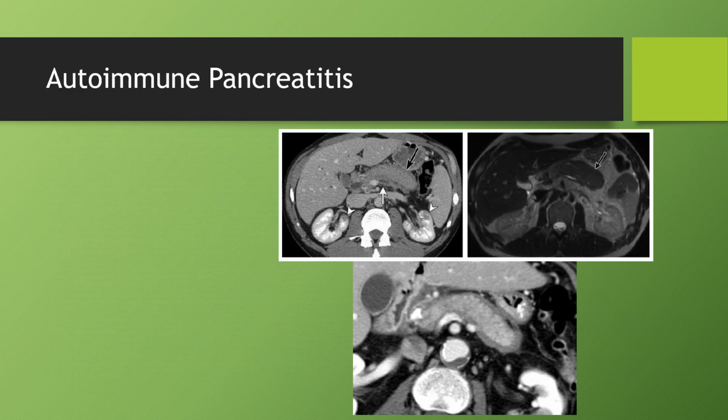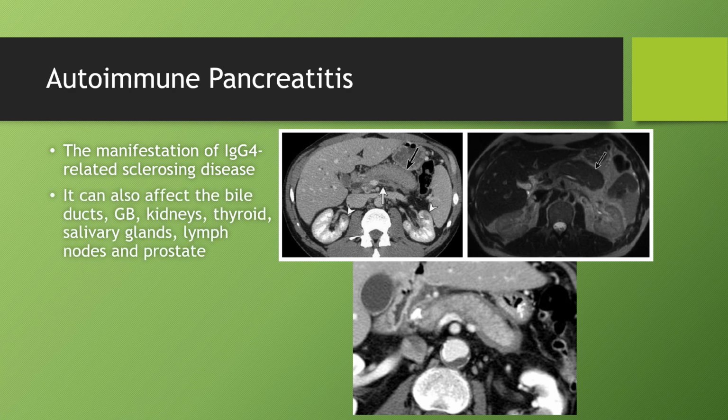I mentioned the sausage pancreas. The top image shows that there's no tapering of the tail towards the splenic hilum. There's sort of an abrupt cutoff. And it's sort of sausage shaped. The bottom image shows the hypodense rim around the pancreas. And what this is the manifestation of is IgG4 related sclerosing disease.